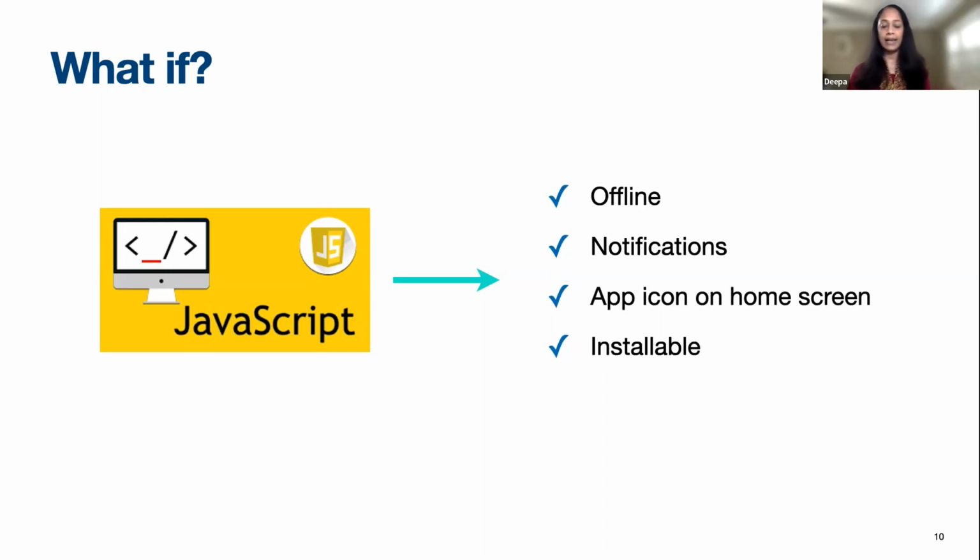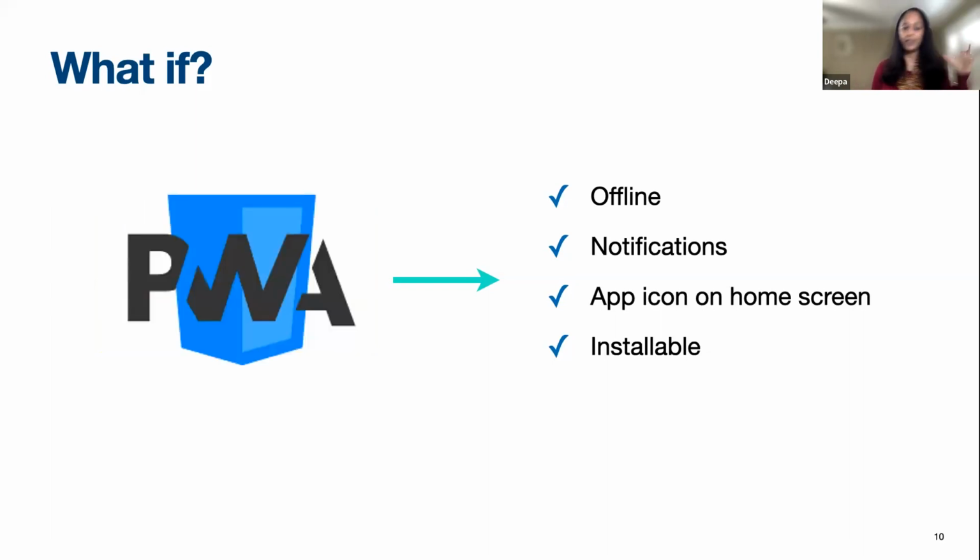You can make sure that your application works offline. It also sends push notifications. It is installable on your mobile device. And when you install it, it's also added to the home screen. I'll be showing a demo in a very short time. So with your existing JavaScript knowledge, you can develop mobile applications using progressive web apps.